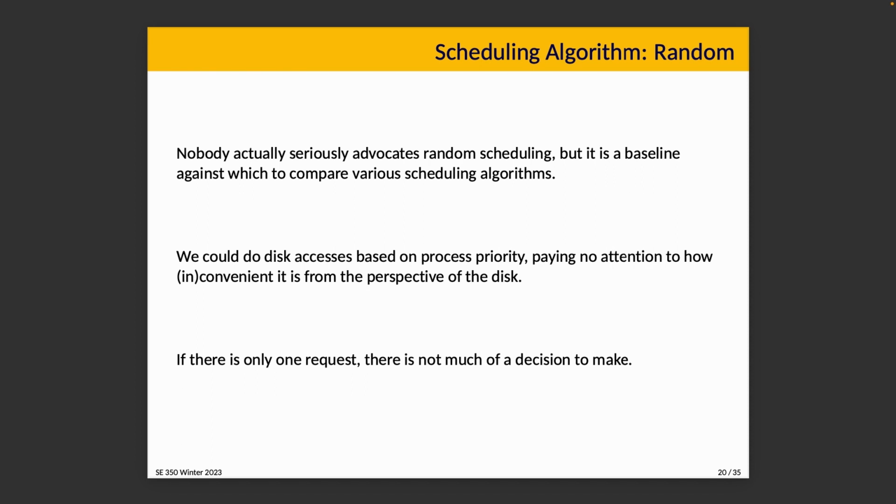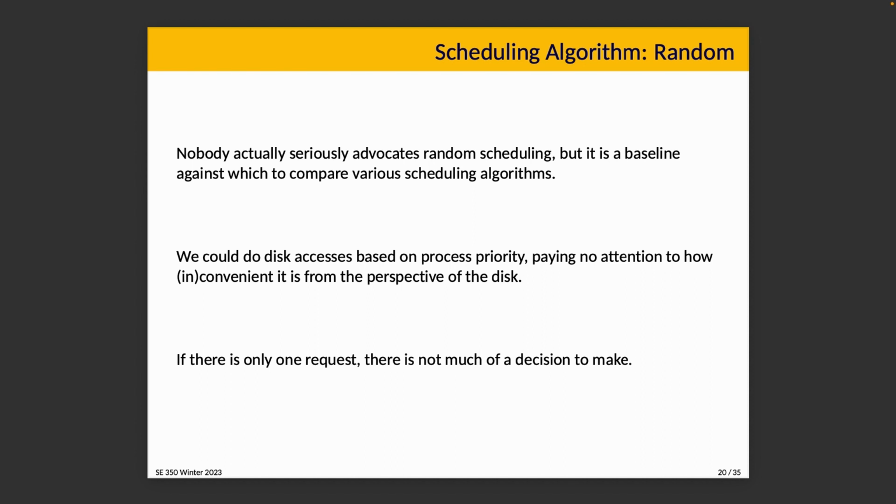Similarly, we could do disk accesses based on process priority, paying no attention to how convenient or inconvenient it is from the perspective of the disk. The highest priority process's request always gets serviced first. And that would work. It is a viable scheduling algorithm, and it does give priority to high priority processes, in that they get their reads and writes done faster, so they're happy with that. But I don't think that's all that interesting to talk about here.